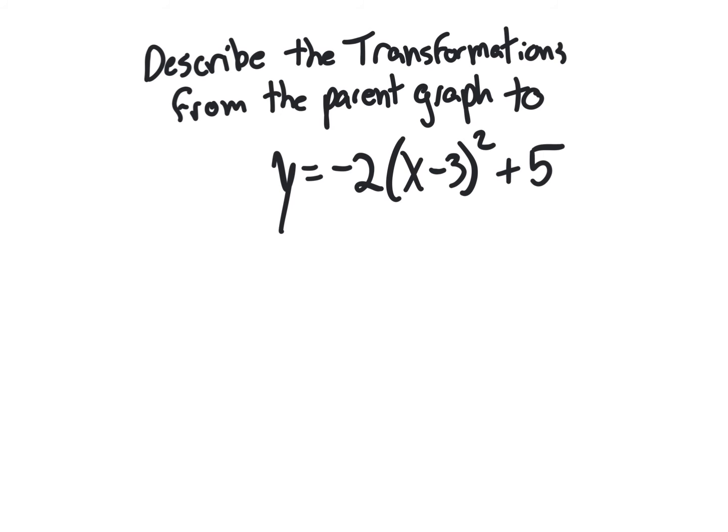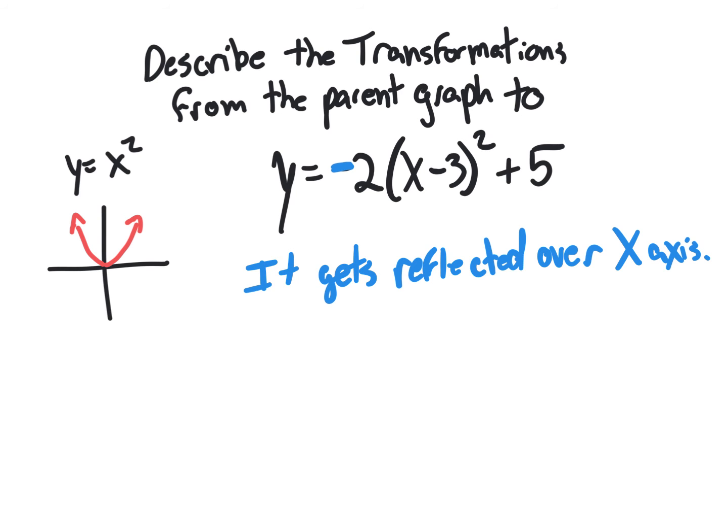Let's actually describe the transformations from the original parent graph to this new graph that's in vertex form. So an original parent graph is y equals x squared, and if you think about y equals x squared, it's a regular U-shaped curve that opens up that has a vertex 0, 0. Now, as we read this vertex form equation, we should be able to describe the transformations. The very first thing you see right here is a minus sign. What does that mean? That it gets reflected over the x-axis. That's your first transformation. And then after that, you recognize that your actual a value is 2.